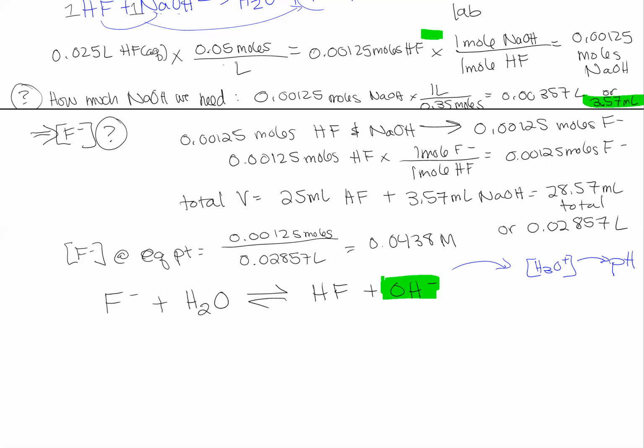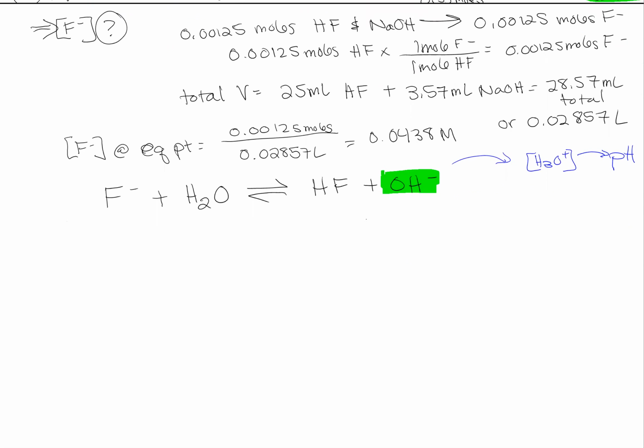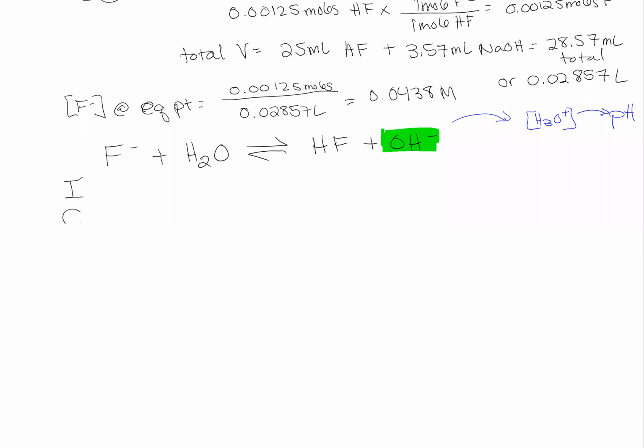So let's put in our initial concentrations. This will be an ICE table to solve. So our initial fluoride is 0.0438 molar, and we'll assume we don't have any of our products yet. So to reach equilibrium, we'll have to form more products and remove some of our reactants.